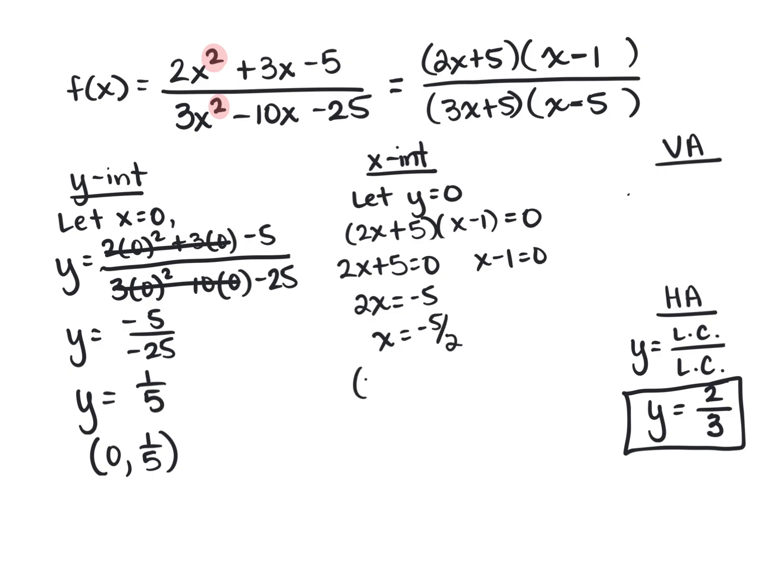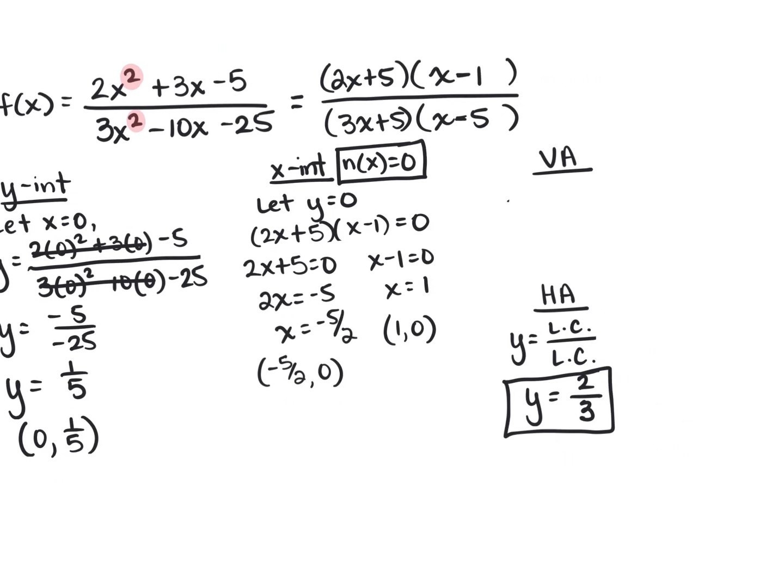So that would be one ordered pair point or value, whichever one it's asking for. And then here we would have x is equal to 1, so we would have the ordered pair point (1, 0). All right, so this, again, to find x-intercepts, you set the numerator equal to 0, and that will give it to you as long as you don't have any holes. You've got to make sure that you check for the holes first.